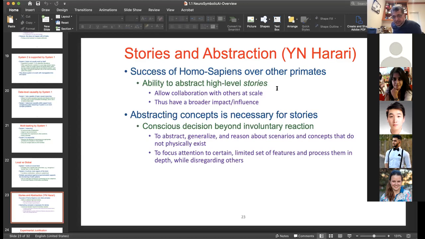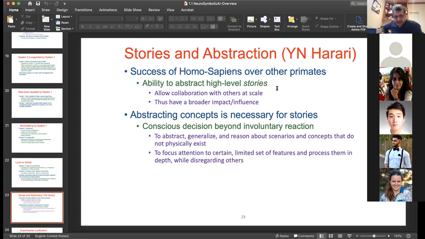Abstracting concepts is necessary for stories. To be able to say what that experience is, you need higher level concepts, and conscious decision beyond involuntary reaction, right? So we are consciously deciding things, whereas an animal will be doing involuntary reaction, right? It knows involuntarily to look for food and so on.